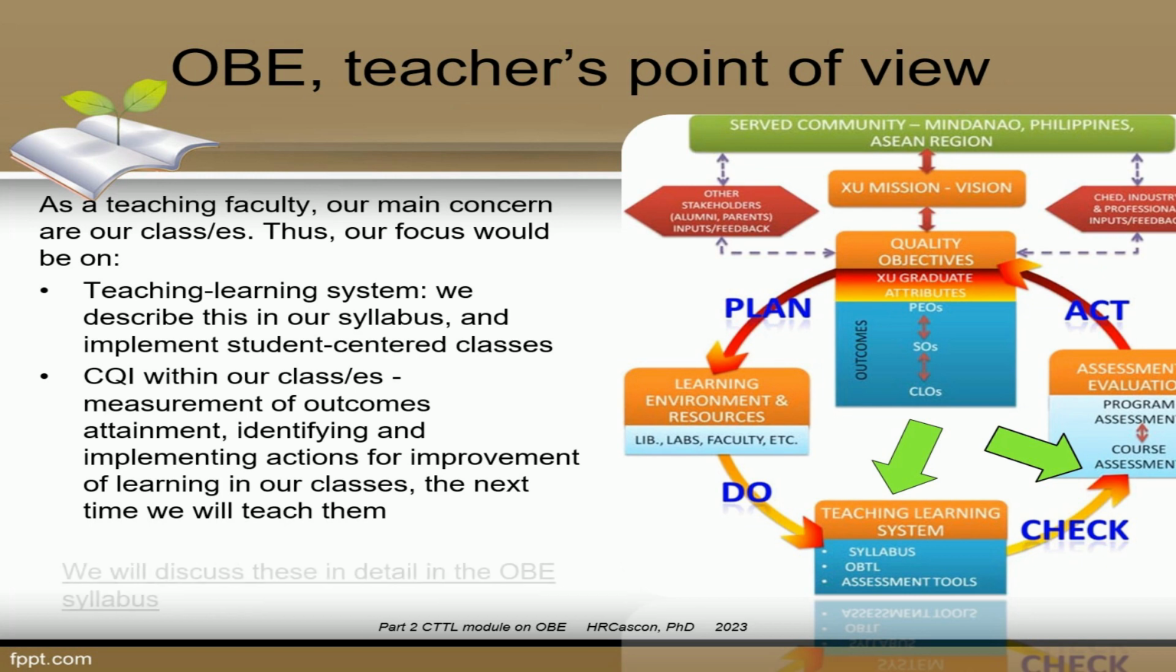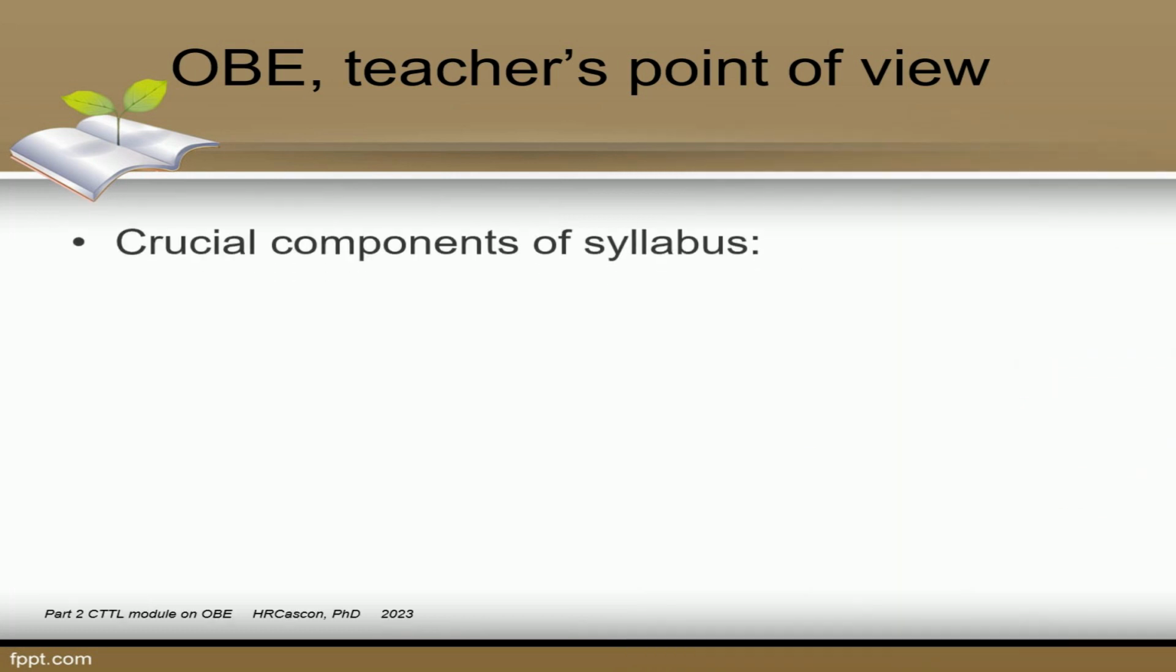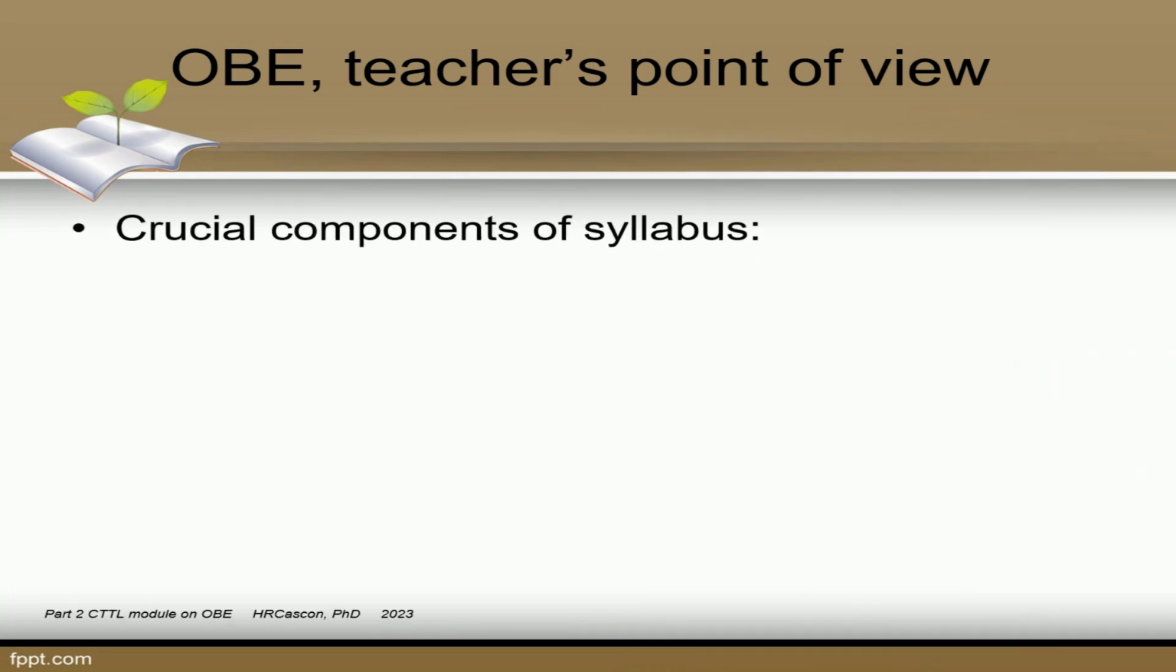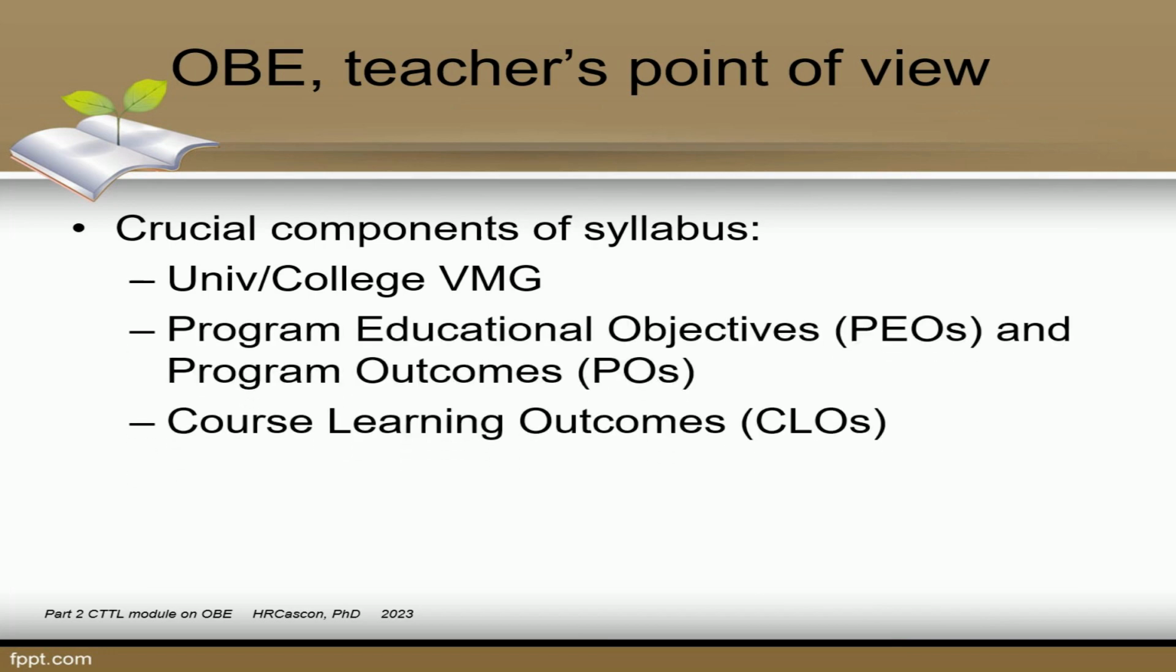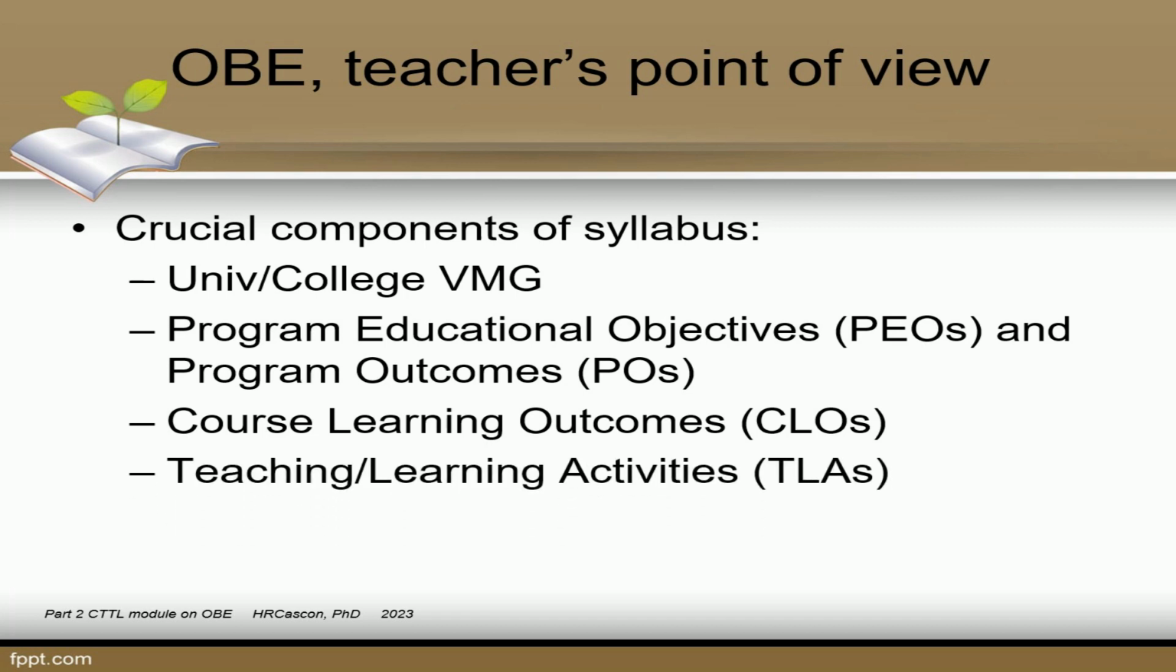Let us begin our discussion on the OBE syllabus. The crucial components of OBE syllabus are the following: university and college vision, mission, goals statements, the PEOs and POs, the course learning outcomes, the teaching learning activities, and the assessment tasks. What we identified here is not the complete list of items that a syllabus should have, but these are the pivotal parts for OBE implementation in your classes.